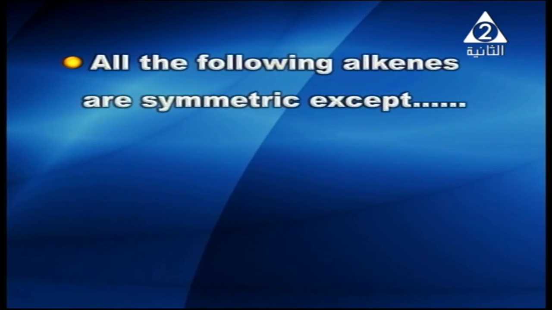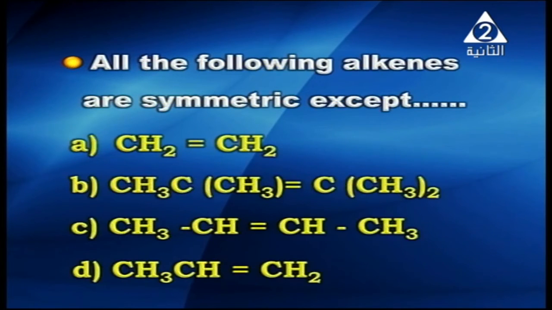Next point, all the following alkenes are symmetric except CH2=CH2, or CH3C(CH3)=C(CH3)2, or CH3CH=CH3, or CH3CH=CH2. If you think about it, yes, it will be number D, CH3CH=CH2, as the number of hydrogen atoms on the two carbon atoms of the double bond are unequal. So it is unsymmetric, but all the previous molecules are symmetric alkenes.